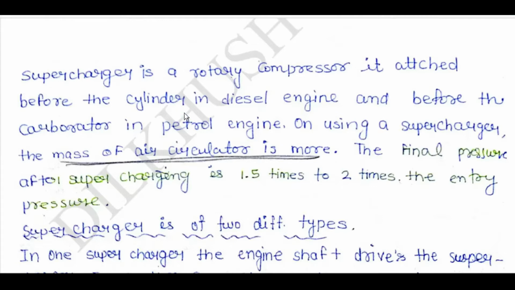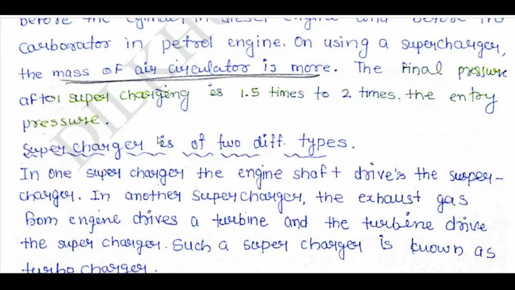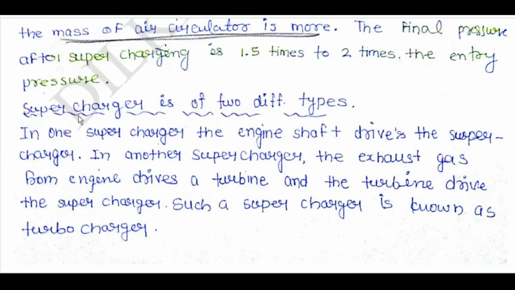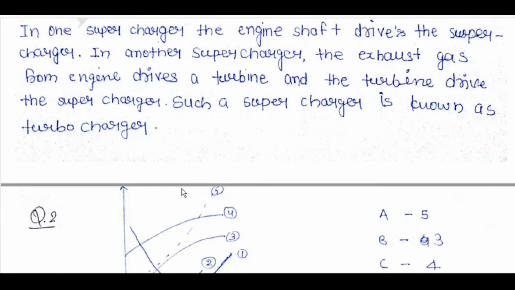It is attached before the cylinder in a diesel engine and before the carburetor in a petrol engine. On using a supercharger, the mass of air circulated is more. The final pressure of total supercharging is 1.5 times to 2 times the entry pressure. Superchargers are of two different types. In one, the engine shaft drives the supercharger. In another, the exhaust gas from the engine drives a turbine and the turbine drives the supercharger. Such a supercharger is known as a turbocharger.